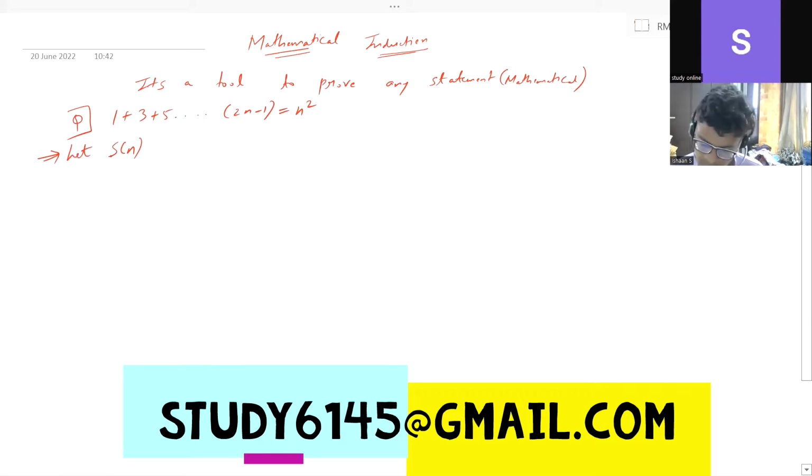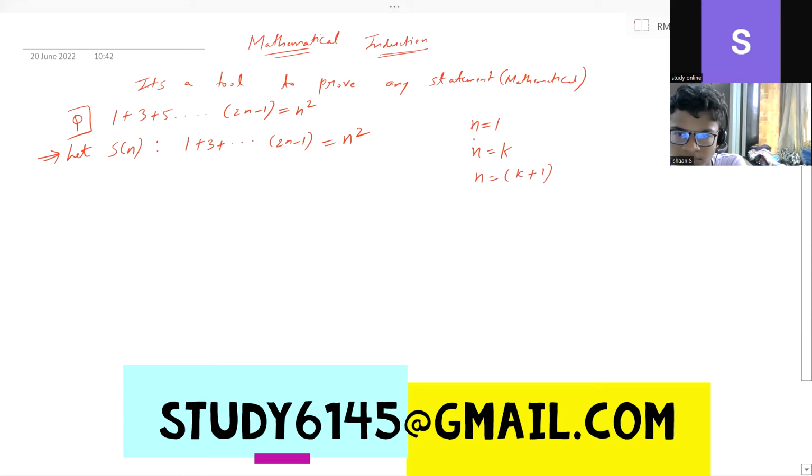So let the statement be S of n equal to 1 + 3 + 5 up to 2n - 1 equal to n square, because mathematical induction works on statements, so I have to write it in statement form. Clear? So there are three steps in this. First, you have to prove this statement for n equal to 1, then n equal to k, and then n equal to k plus 1. So there are three steps involved. Now I will start with step 1.